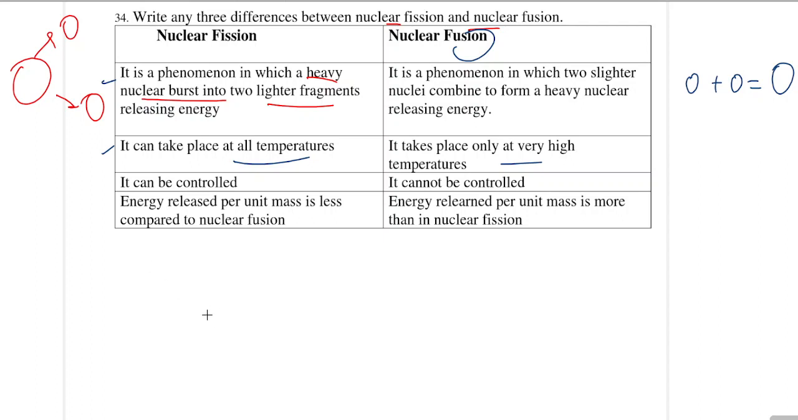The third difference is that nuclear fission can be controlled, while fusion can't be controlled. Learn any three differences. The fourth one is that in fission the energy per unit mass is less. Here, in fusion, the energy per unit mass is more than nuclear fission. Those are the differences.